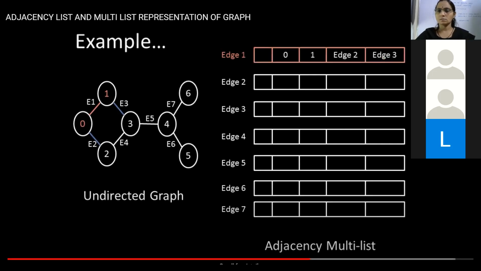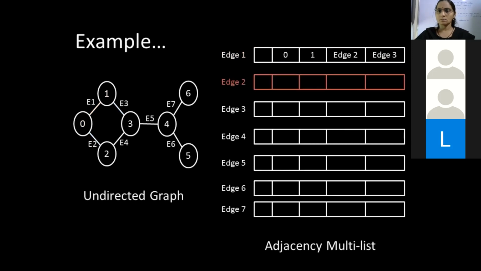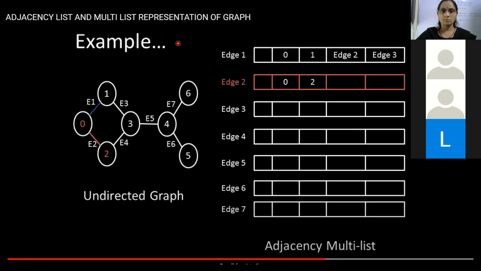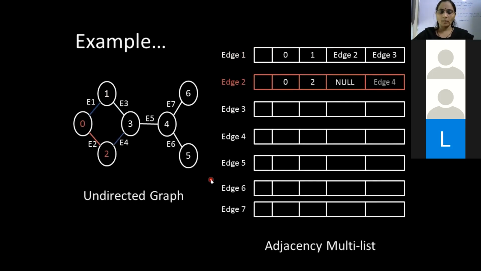Now, coming to the adjacency list of H2. H2 is connected to vertex 0 and 2. Therefore, it contains 0 and 2. Vertex 0 is incident on H1, whose adjacency list we have already seen. Therefore, field 4 contains a null. Vertex 2 is incident on H4, so is the fifth field. Similarly, we can fill the adjacency lists of the remaining edges.